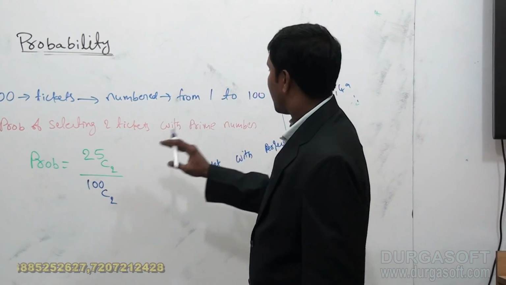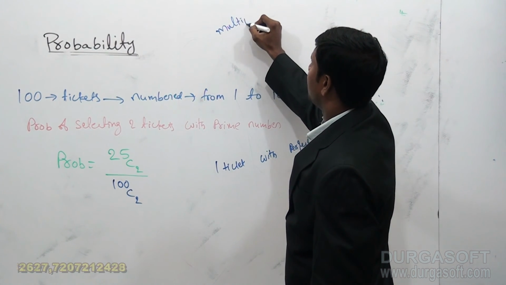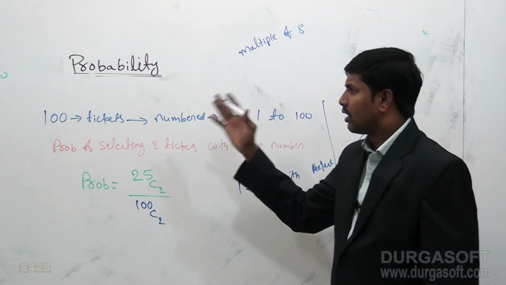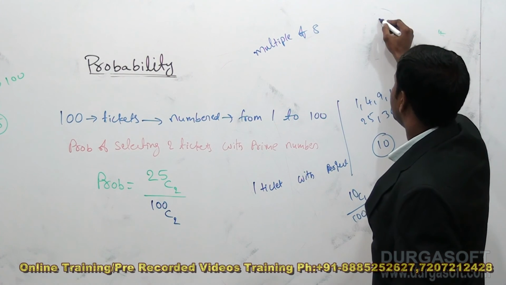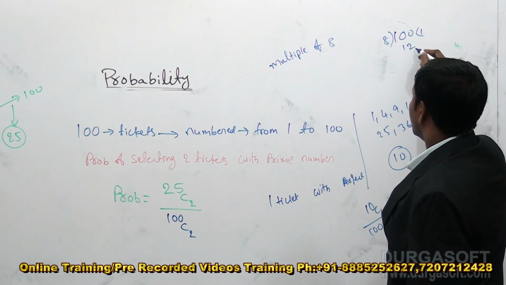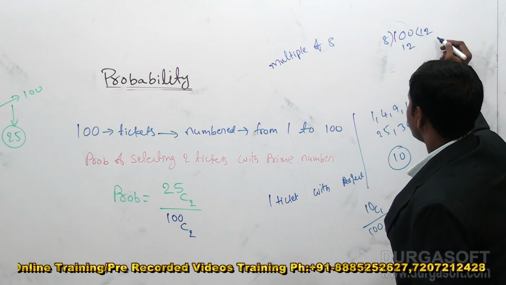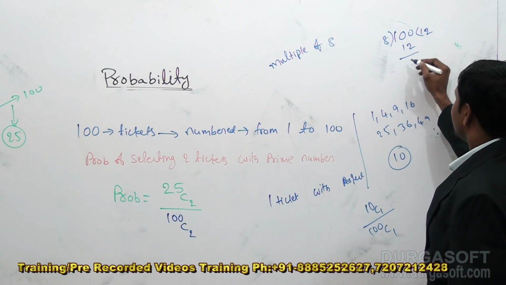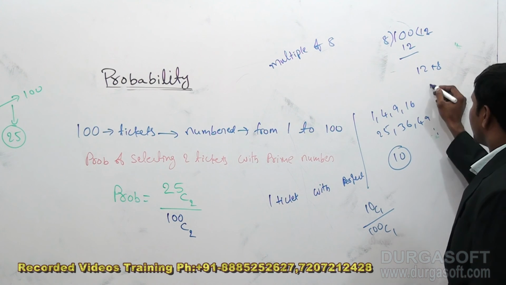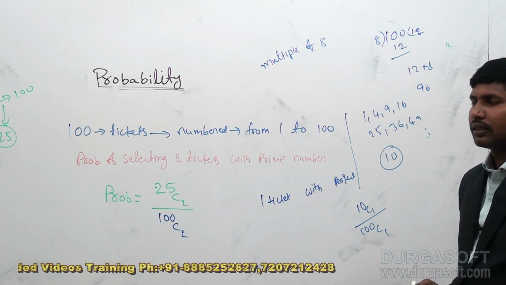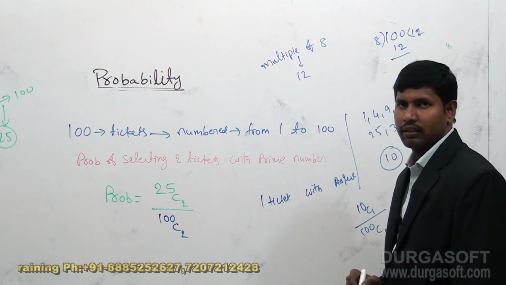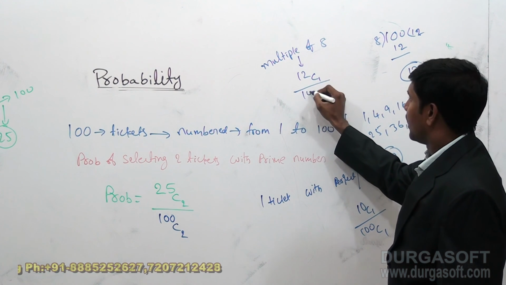Not only selecting a ticket with prime number or perfect square, it may be a multiple of 8. So out of 100, how many multiples of 8 are there? For that, there is no need to calculate all the multiples. Simply what you can do is check how many times 8 can divide 100. If you take 12 times of 8, we are getting 96. So from this we are getting the maximum number of multiples as 12. So the number of multiples we are having below 100 is 12. So from these 12 we need to select one. That's why 12C1 by 100C1.